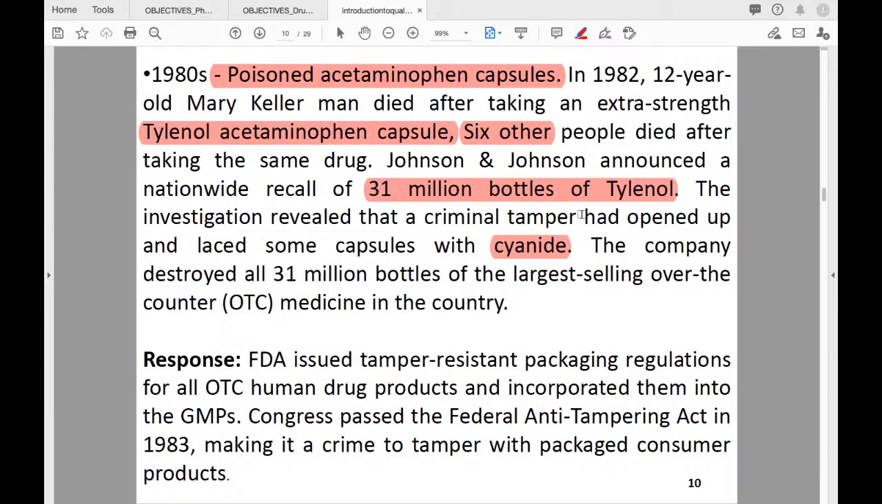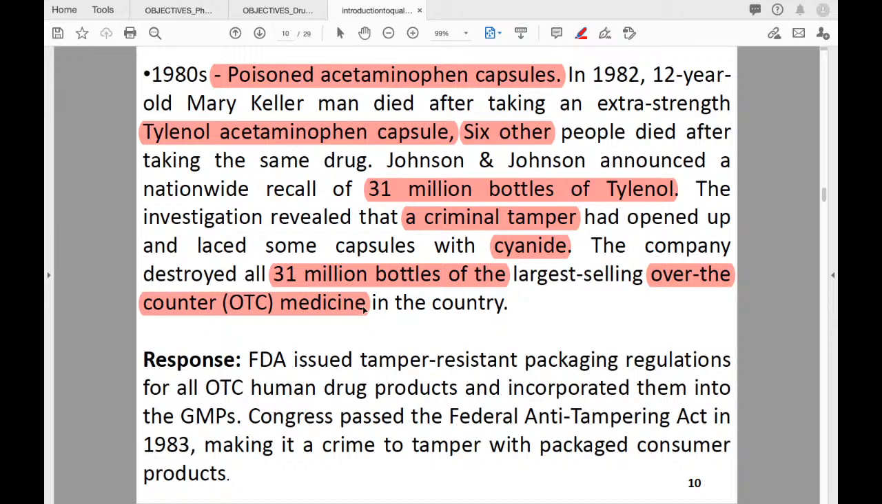So some criminals had tampered with these capsules, and they added cyanide to them. Once we are touched with cyanide, there's instant death, of course. So the company destroyed all 31 million bottles of the largest selling over-the-counter medicine in the country, OTC. If that's the thing in the medicine field, once you have found one guilty, that this is not good enough for the population, it tends to be removed from all over the world, because safety comes first, then comes the profit or business.